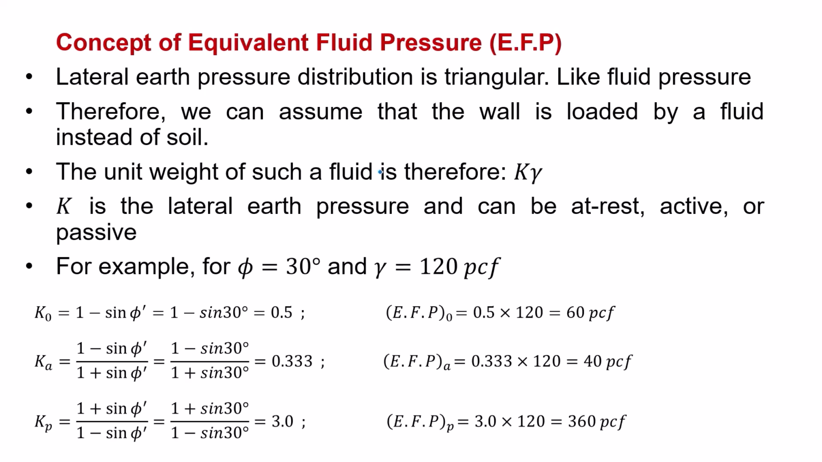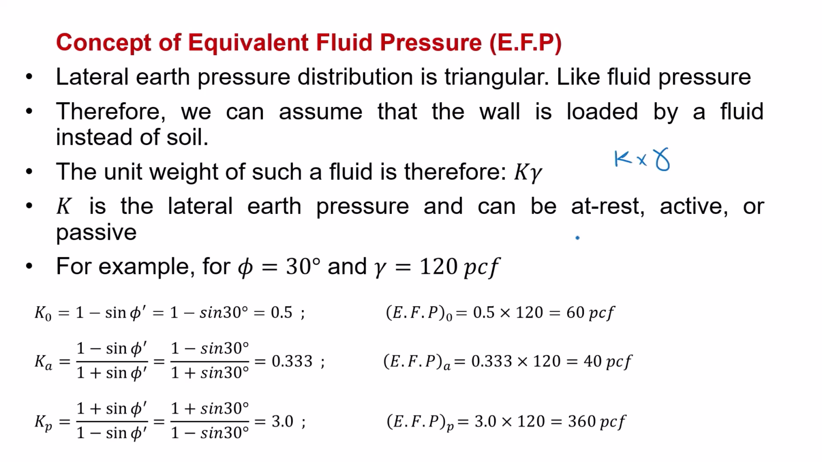In this slide, we will talk about the concept of equivalent fluid pressure, or E.F.P. Since lateral earth pressure is typically distributed in a triangular shape, similar to fluid pressure, we can simplify the analysis by imagining that the retaining wall is being loaded by an equivalent fluid instead of actual soil. In this approach, the unit weight of the equivalent fluid is equal to K times gamma, where K is the lateral earth pressure coefficient, which can be at rest, active, or passive, and gamma is the unit weight of the soil.